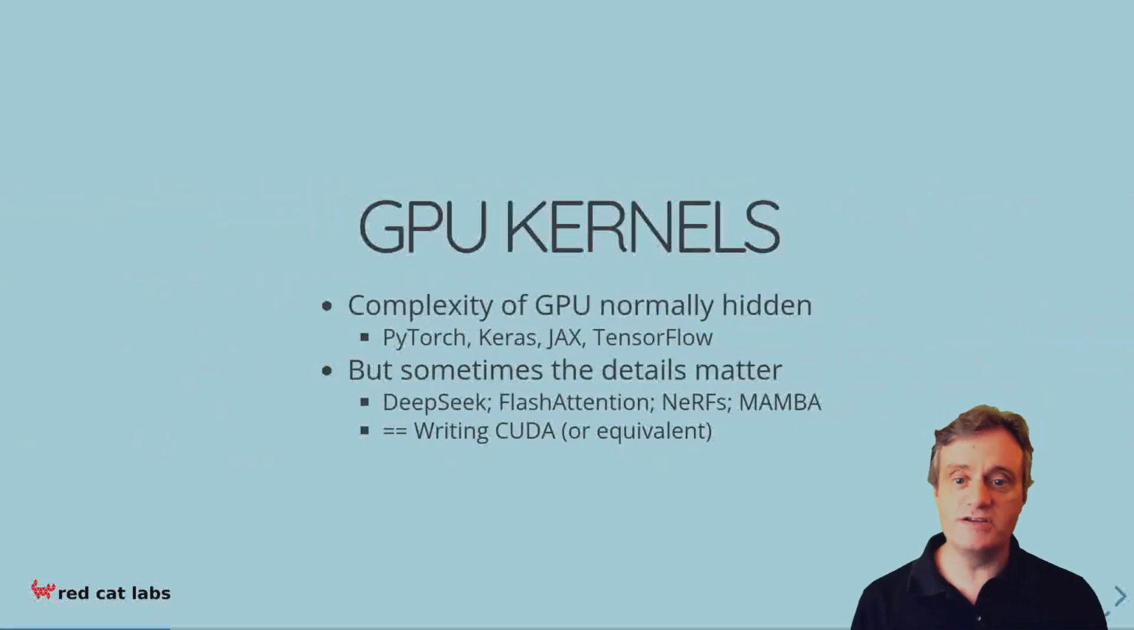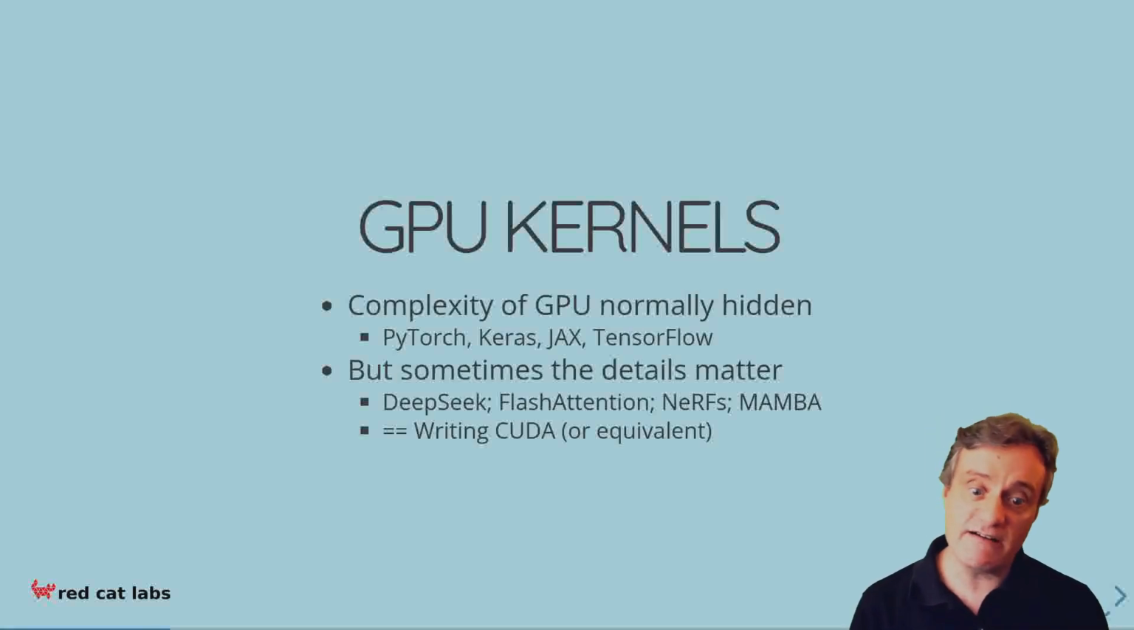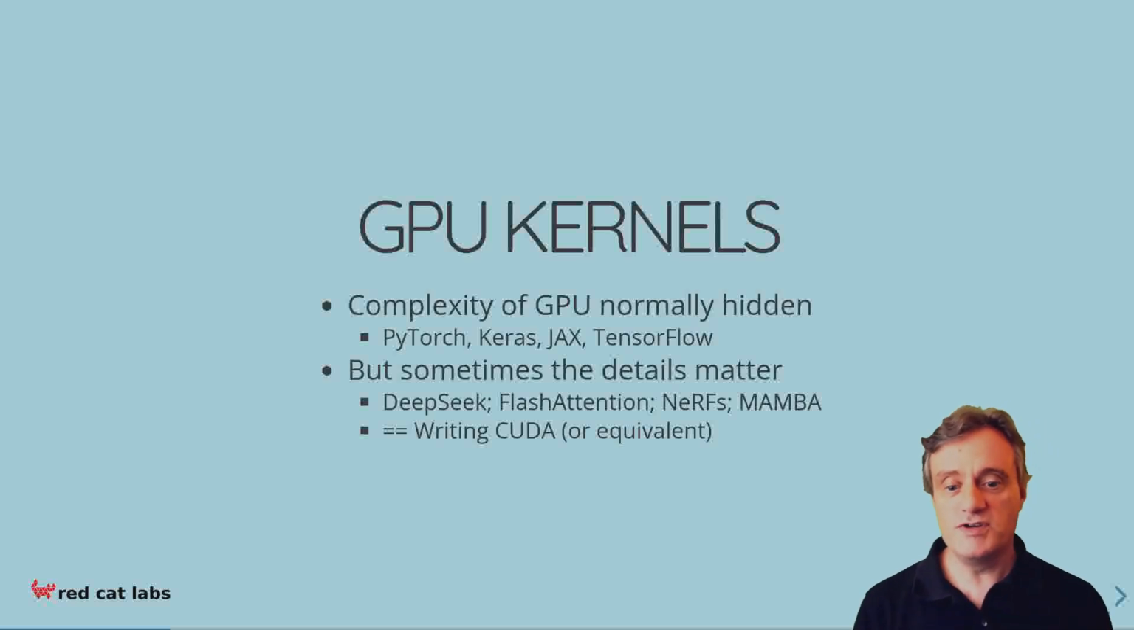So, for GPU kernels, the complexity of GPU processing is normally hidden from us by PyTorch, Keras, JAX, TensorFlow. These things essentially cover up a lot of the complexity behind the scenes, but sometimes the details really matter. For instance, DeepSeek, with their new R1 paper, actually had a whole week of open sourcing their code to show exactly how they did this behind the scenes.